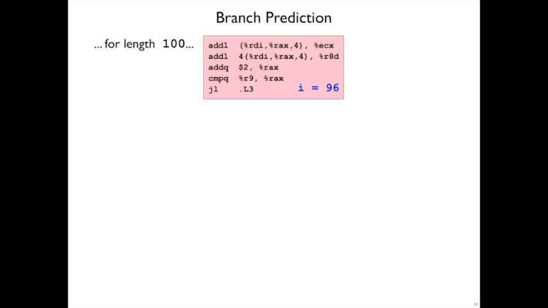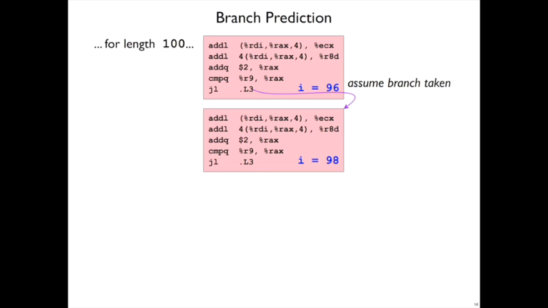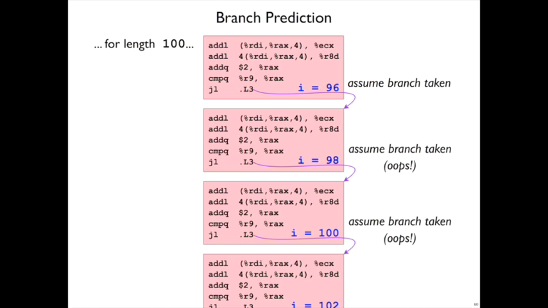Let's suppose that the length is 100 and we get down near the end of the input array. So at I equals 96, the processor has certainly got the idea. It's assuming the branch is taken. I is 98. It's going to keep going. It assumes the branch is taken. But these last two should not actually have been taken. But it may get this far unrolling the loop and starting things in parallel before it discovers the problem, the problem being that the branch is not actually taken.